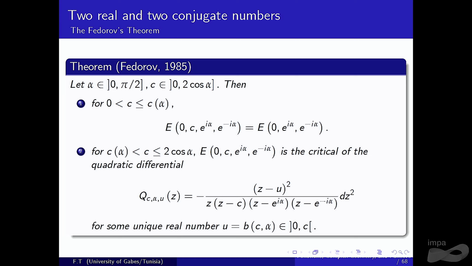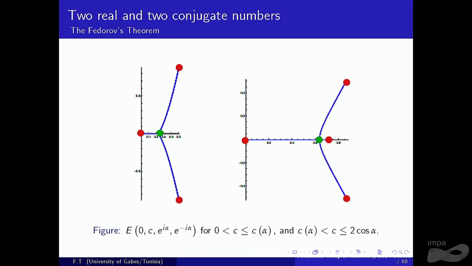For C between C of alpha and 2 cosine alpha, there exists a unique real number U, given explicitly by means of some elliptic functions, which depends on C and alpha, such that the critical graph of this quadratic differential, Z minus U squared over Z times etc., coincides with the continuum of the four points 0, C, exponential plus or minus I alpha. Here are some pictures: the first case, when C is less than C of alpha, on the left, and on the right, the second case.